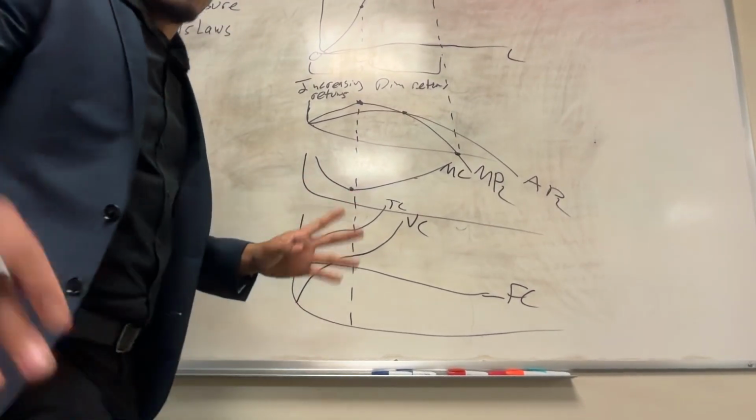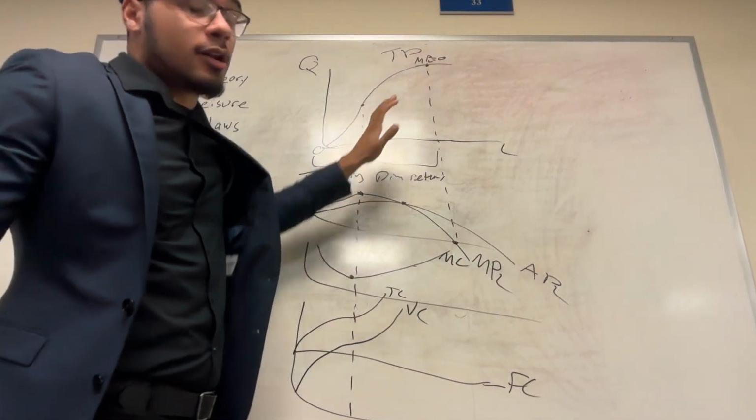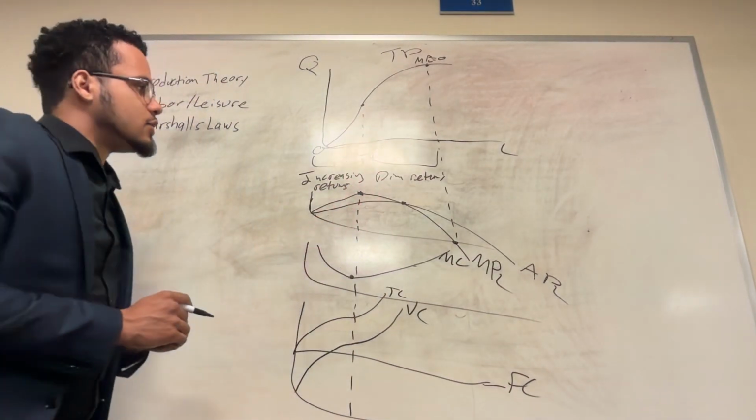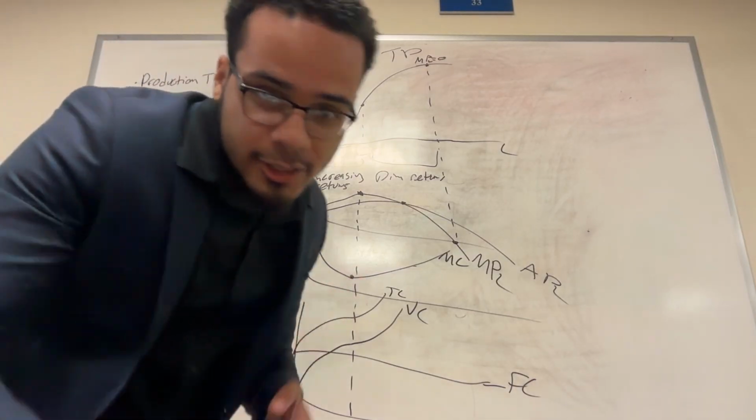So essentially, a lot of the costs for the firm depend on this marginal cost that we derived from the total product curve, right? So yeah, that's a bit of an overview of cost and production, and I'll move on to the next part of the review.